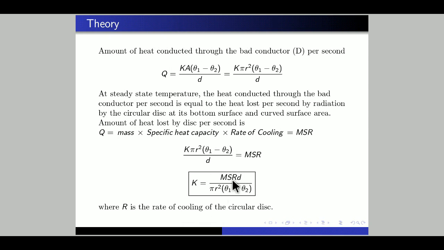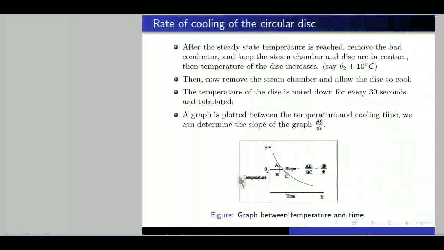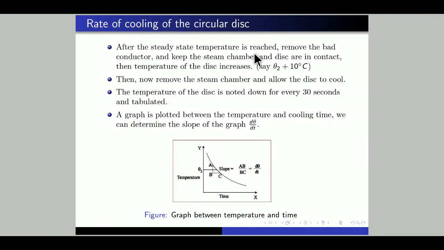In all this, now how do you find the rate of cooling? To determine the rate of cooling, we do the following. After the steady state temperature is reached, we remove the bad conductor and keep the steam chamber and disc in contact. Once they are in contact, the Lee's disc temperature rises, that is, the thermometer T2 shows a temperature higher than the T2 steady state temperature.